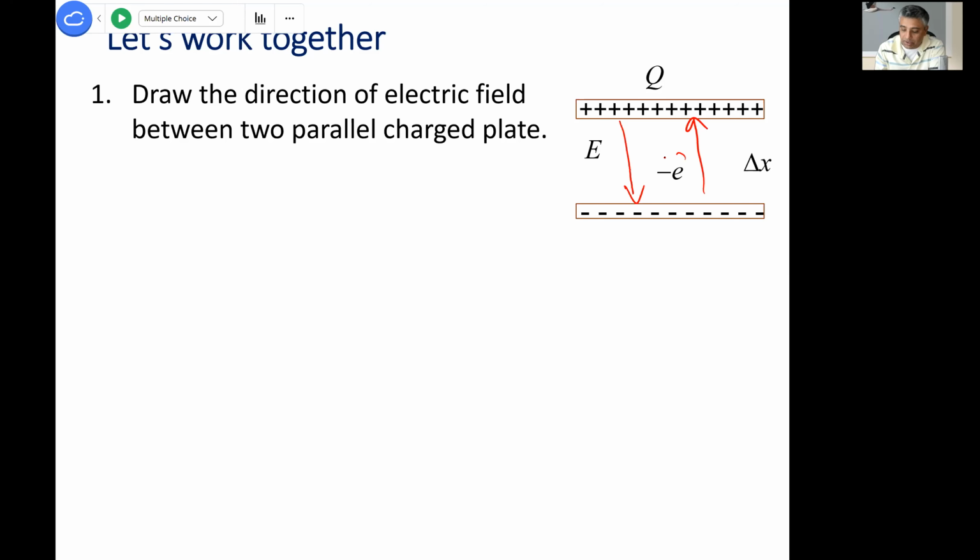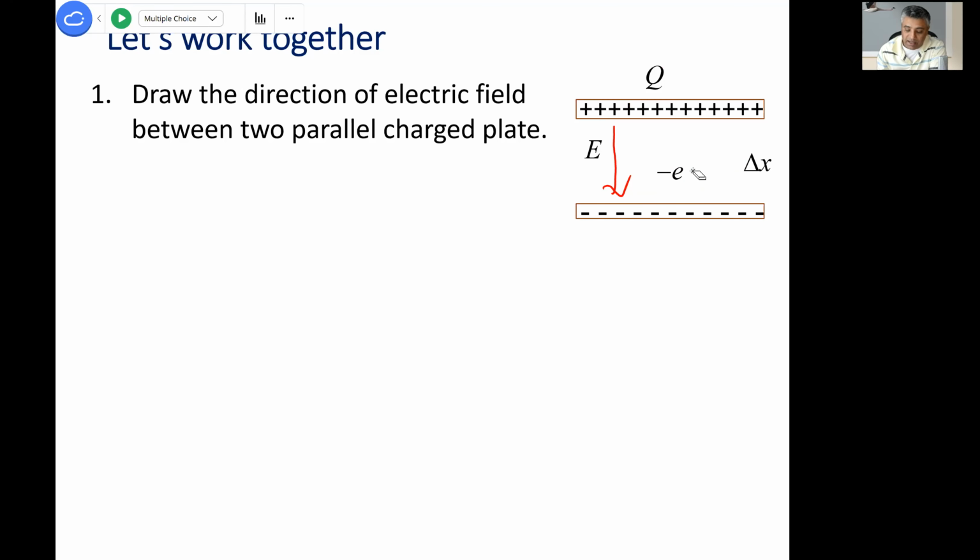So electric field depends on just the source charges. It does not depend on this test charge. The charge that's moving, we can think of that as a test charge, okay? So field does not depend on the test charge. No matter what we have here or we don't have here, field is always pointing from positive to negative, okay? Just like we learned in the last chapter.